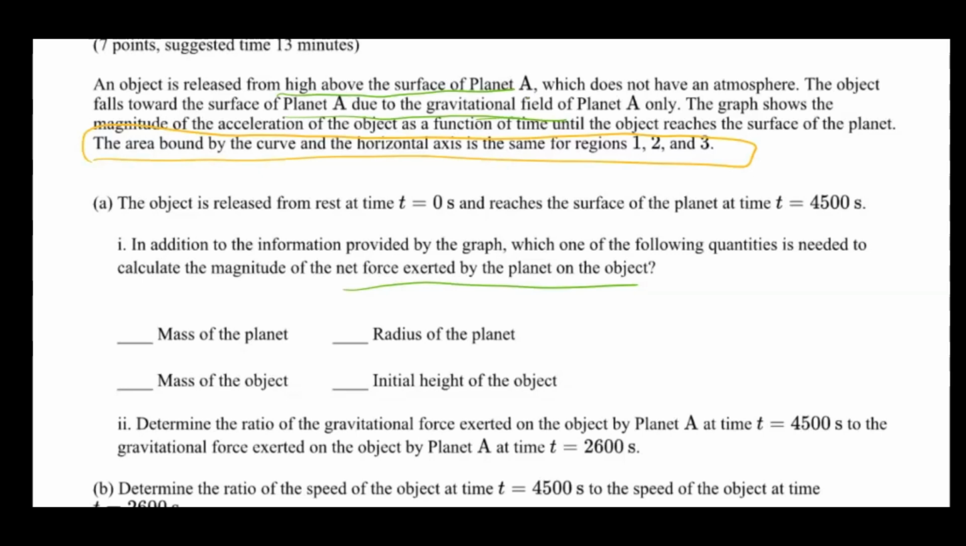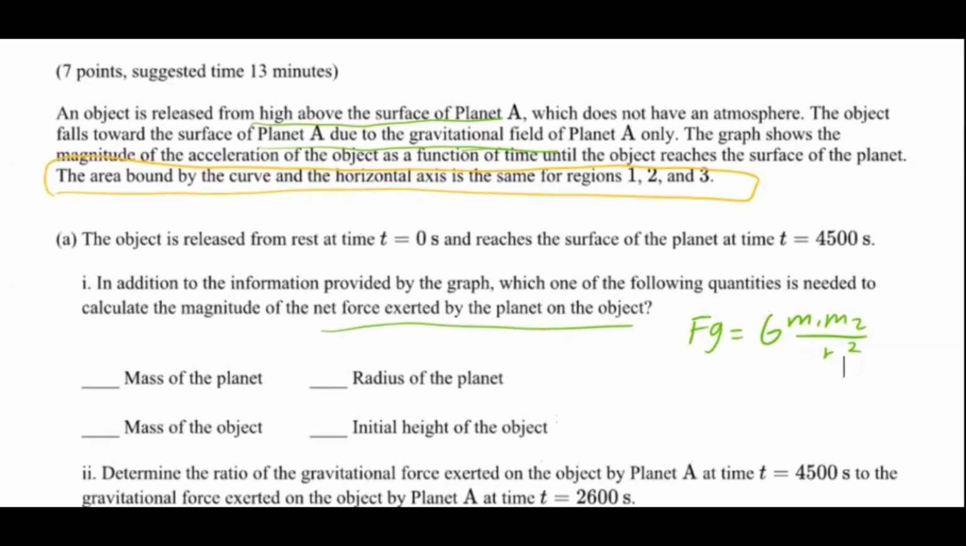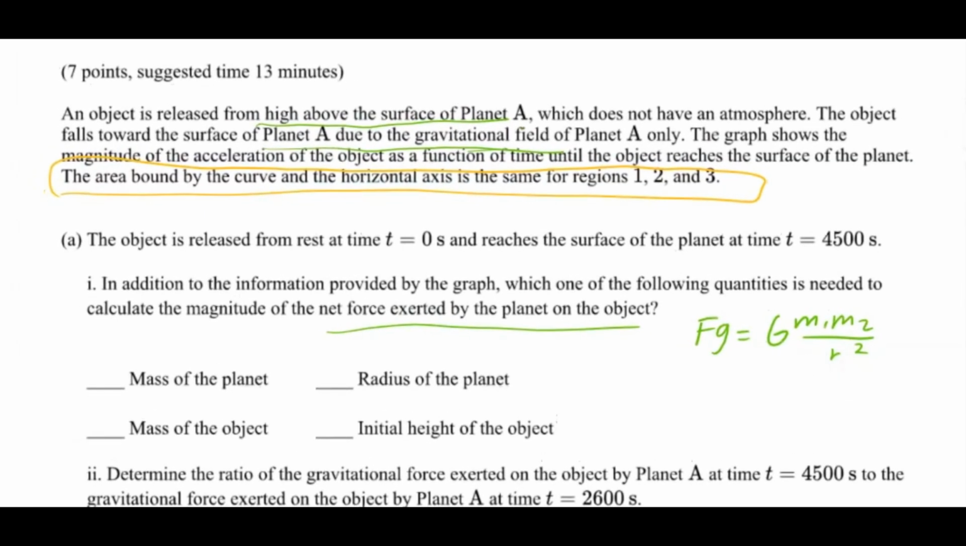So let's see. Can we use Newton's law of gravitation, which states that the force is equivalent to the gravitational constant, mass 1, mass 2 over the radius squared? I don't actually think we can use this equation because we have way too many missing variables. We can only pick one of these quantities in order to calculate the net force. We know big G. However, even if we find R, the radius of the planet, we don't know the masses of the planet or the object. And so at the end of the day, we cannot use this equation.